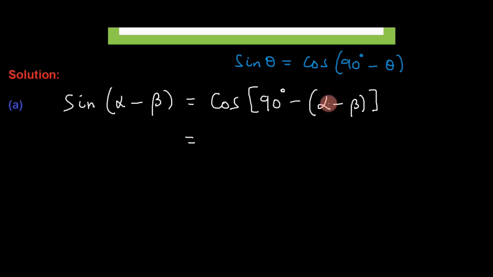Now we're going to manipulate slightly inside the square brackets here. So we're going to multiply the negative into the round brackets. Then a minus times a minus is a plus. And now we're going to regroup inside the square brackets. We're going to group the first two terms together. So we have that the sine of alpha minus beta is equal to the cos of [90 degrees minus alpha] plus beta. Now let's compare this with what we were given.